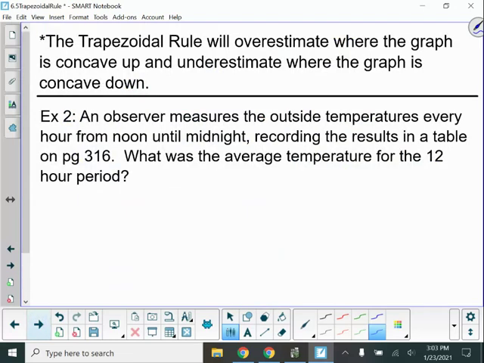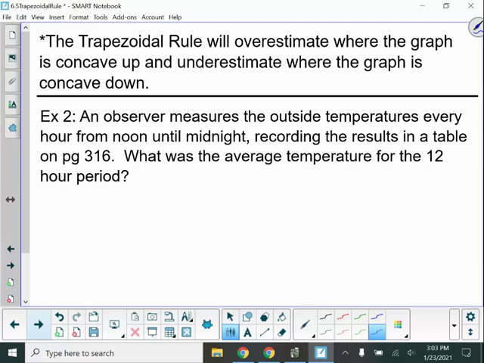One thing to know about the trapezoid rule is that it will overestimate if your graph is concave up. That's because the top slant of your trapezoid is going to be above where the curve is, and it's going to underestimate where the graph is concave down, because again, that slant is going to be below the curve.